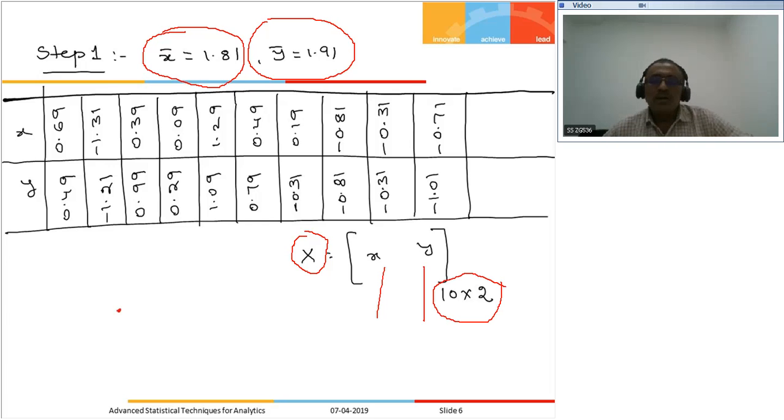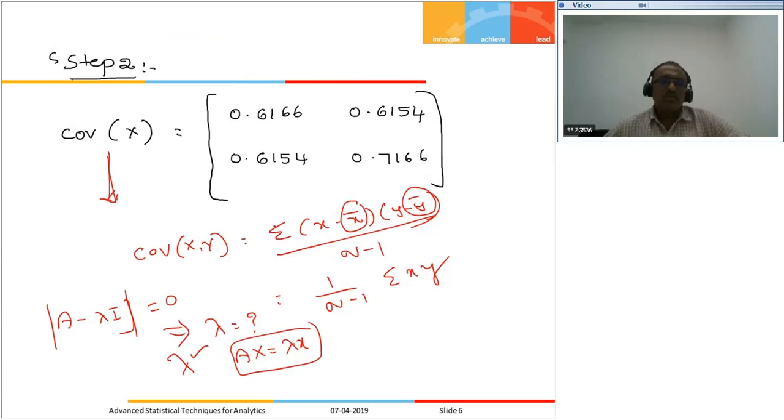After this, what we have to do is find the important matrix, which we can call the covariance matrix or variance-covariance matrix. Right? So here we had 2 variables, one is x and the other is y.